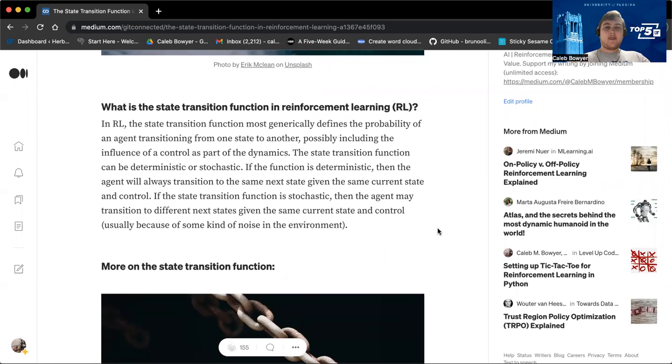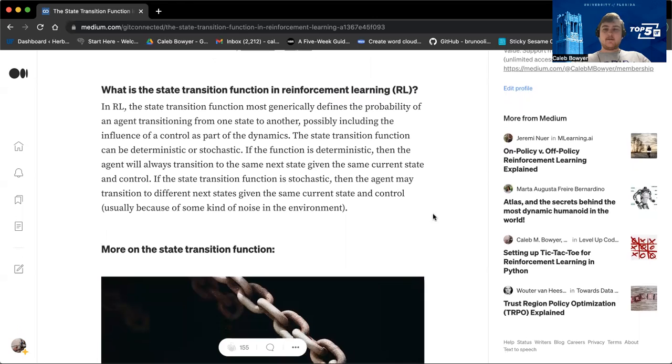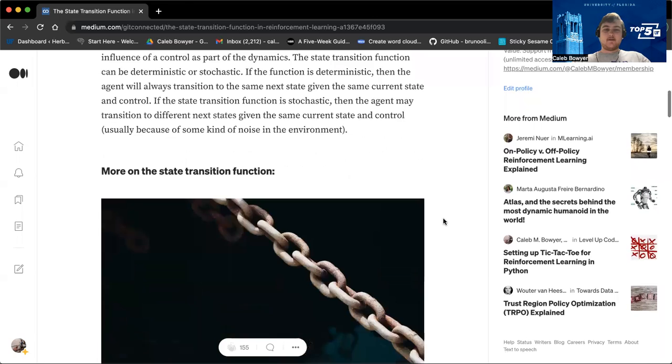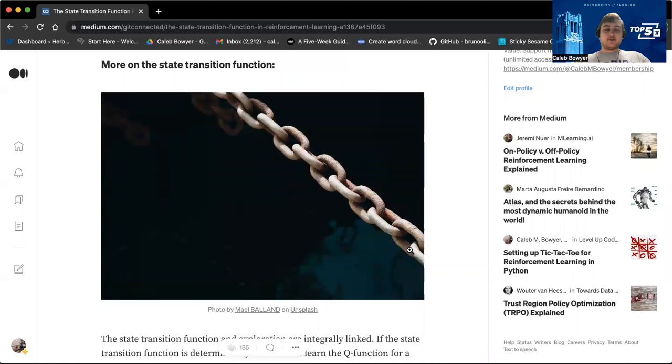Keep that in mind. If the function is deterministic, then the agent will always transition to the same next state given the same current state and control. That is, if you return to a similar state from early on in an episode or training experience. If the state transition function is stochastic, then the agent may transition to different next states given the same current state and control, usually because of some kind of noise or disturbance in the environment. So let's dwell here on the state transition function.